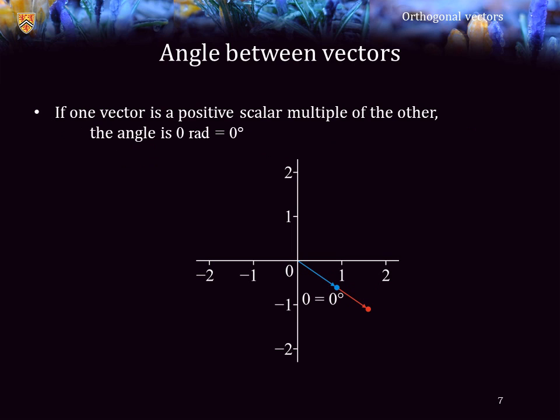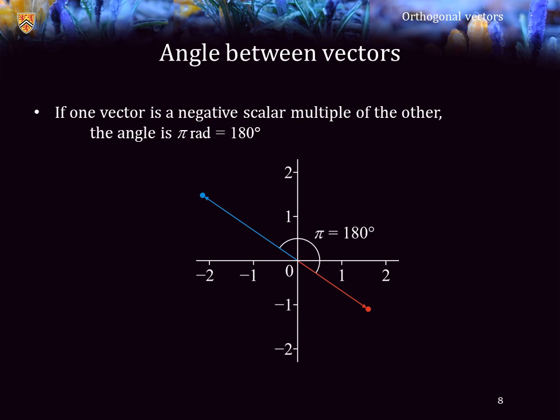Now, if one vector is a positive scalar multiple of the other, so for example here the blue vector is approximately 0.5 times the red vector, alternatively the red vector is twice the blue vector, then we say that the angle between them is 0 radians or 0 degrees. On the other hand, if one vector is a negative scalar multiple, so here the red vector is approximately negative 0.6 times the blue vector, in that case we will say that the angle between them is pi radians or 180 degrees.